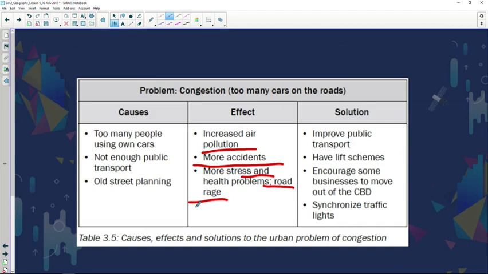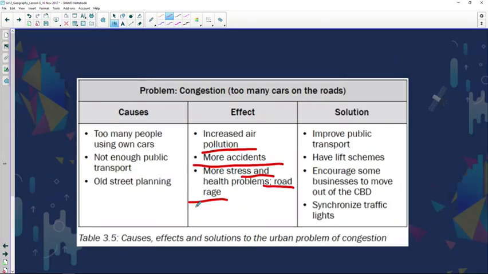Now, obviously, there's solutions for it. Improve our public transport system. I mean, how many people can fit on the bus? Probably 20, 30 people. Immediately, one bus eliminates 30 to 40 cars. Okay, use lift schemes, for example. Carpooling, that's how it works in America. So why do people need to drive their own car? Let's take turns and carpool together, drive together to work.